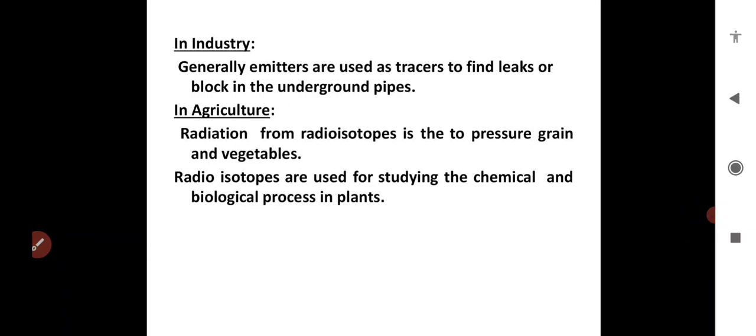These are the applications of radioisotopes: iodine 131, oxygen 15, iron 59, nitrogen 24, cobalt 60. These are applications in medical fields, industry, agriculture, and also biological and chemical processes.